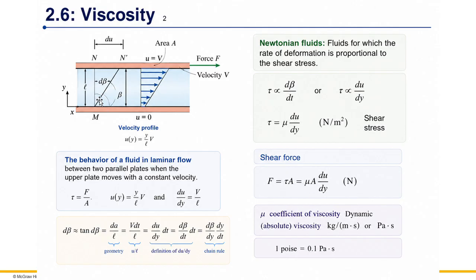Now if the shear force area is A, and you multiply it by tau, we will get the shear force. And now if you substitute the expression for shear stress from here, you will get mu A times du by dy. So that is the expression for shear force in viscous flow. The unit of dynamic viscosity is pascal seconds.